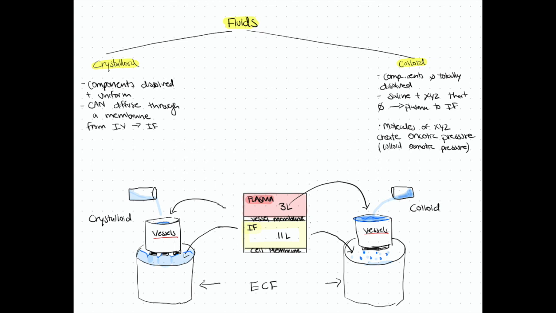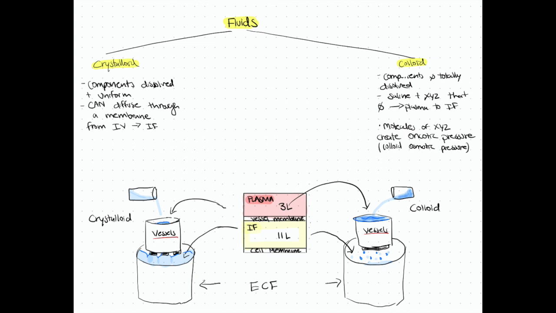If infused, they would move from the vascular space to the interstitial fluid and affect the circulating blood volume. Colloids, on the other hand, are suspensions. They have stuff in them that's not totally dissolved. If you make a smoothie with milk and protein and almonds and all that good stuff and you swirl it all together, and you let it sit for a while, that's a suspension. That's a colloid. It's not uniform throughout.